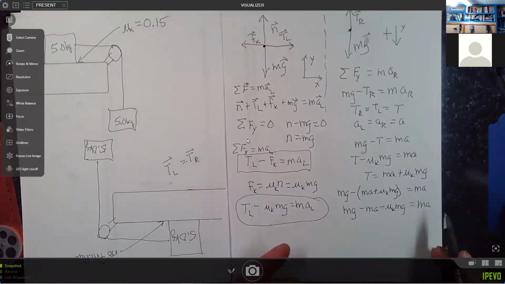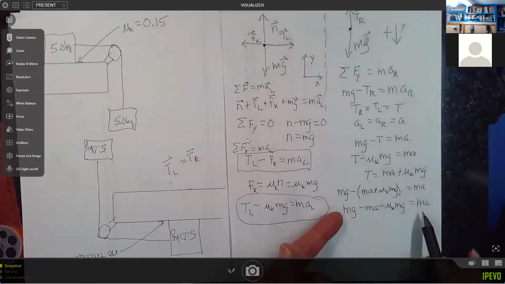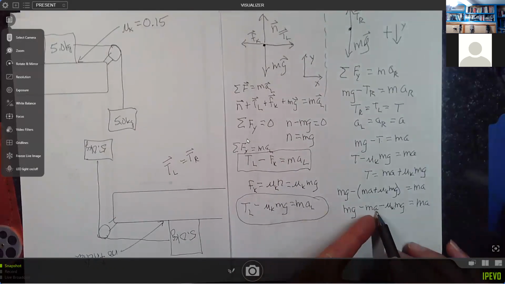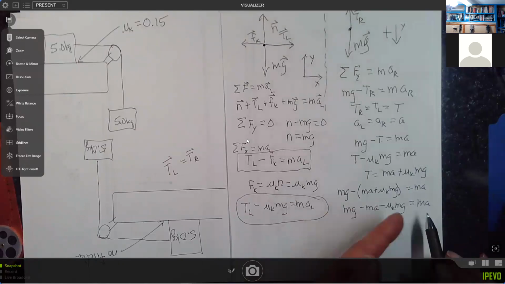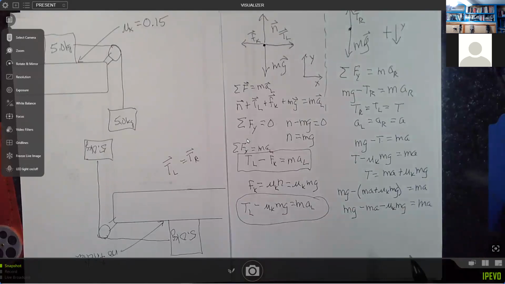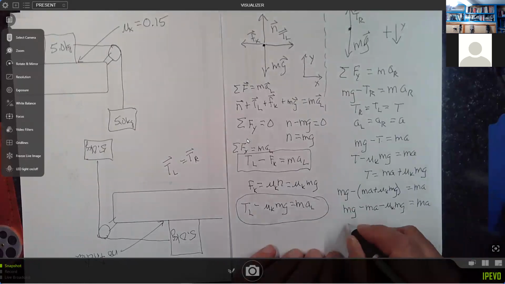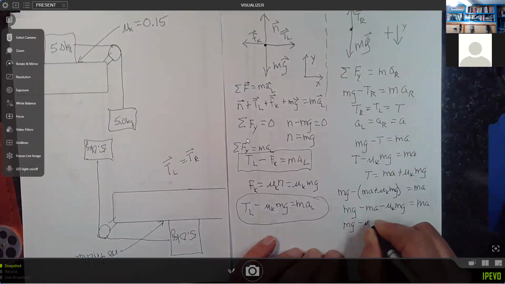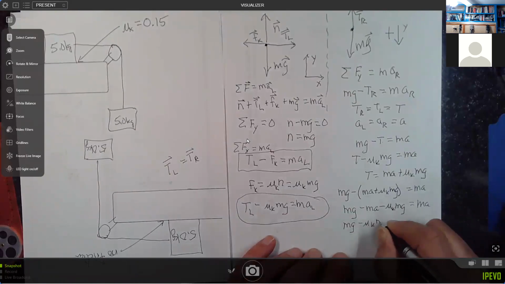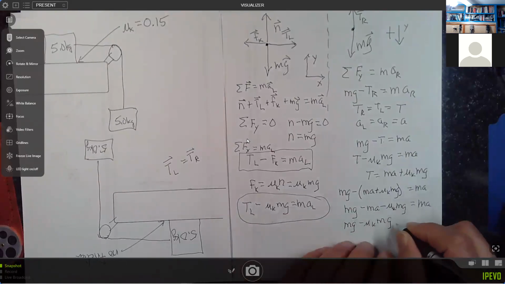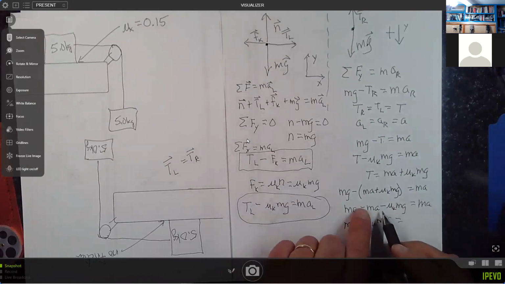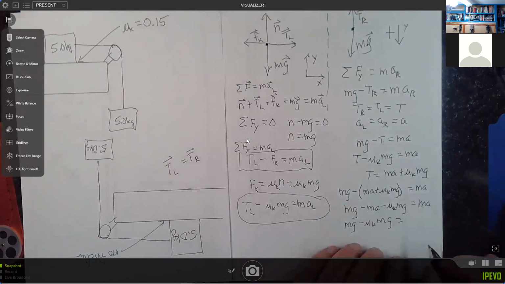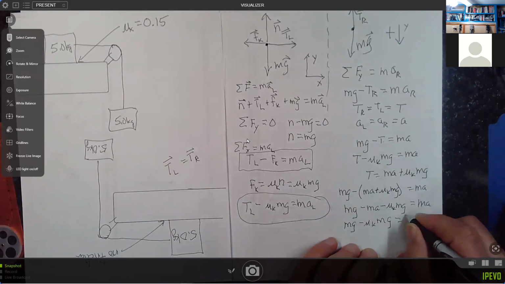And one of the things, the only unknown left in this equation is a. And so I want to get the two terms with that on one side of the equation. And I'll get mg minus mu sub k mg is equal to, when I add ma to both sides, I'll get 2 ma on that side.